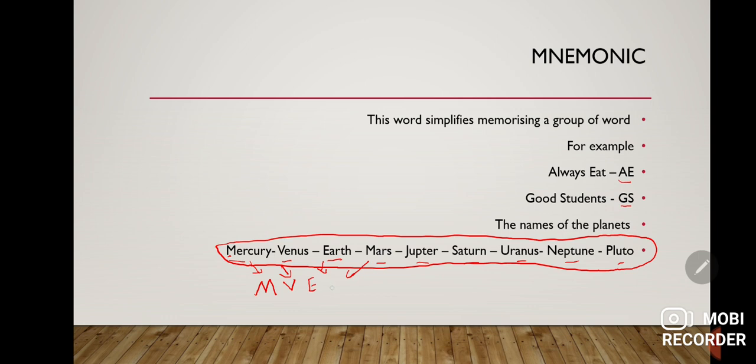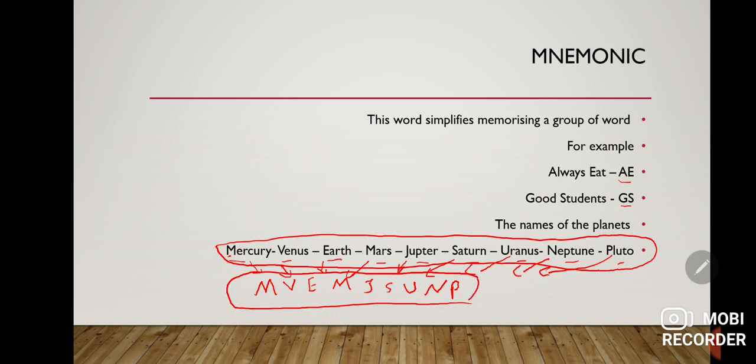Mars, M, J from Jupiter, S from Saturn, U from Uranus, N from Neptune, P from Pluto. Now this group of words is the technique, namely mnemonic.